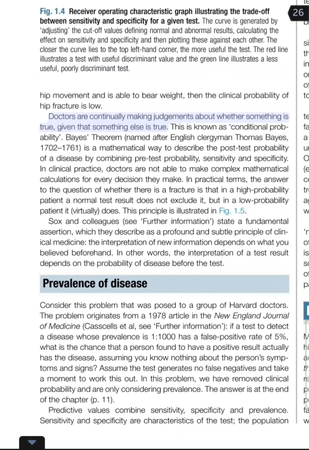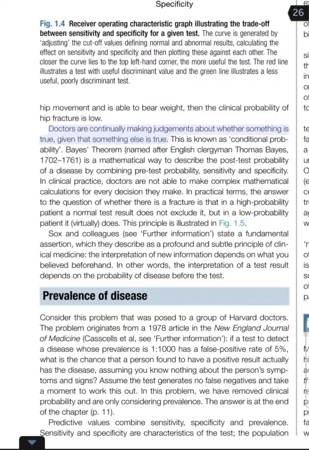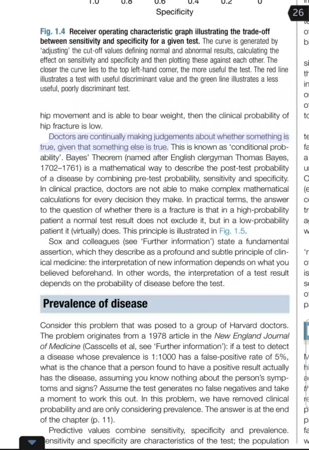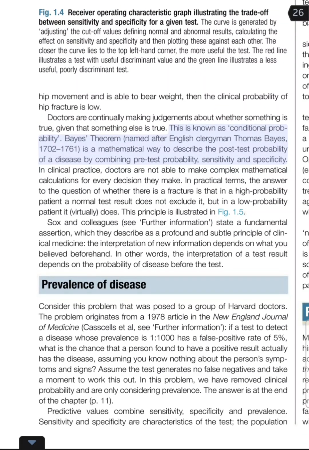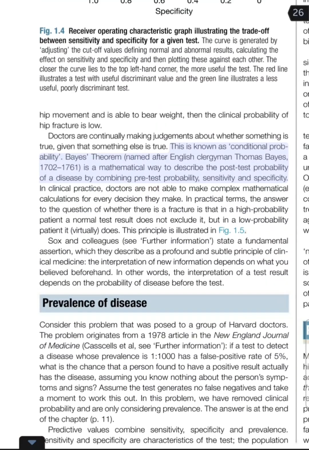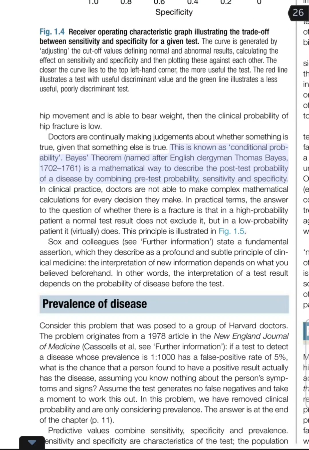Doctors are continually making judgments about whether something is true, given that something else is true. This is known as conditional probability. Bayes' theorem, named after English clergyman Thomas Bayes, 1702–1761, is a mathematical way to describe the post-test probability of a disease by combining pre-test probability, sensitivity and specificity.